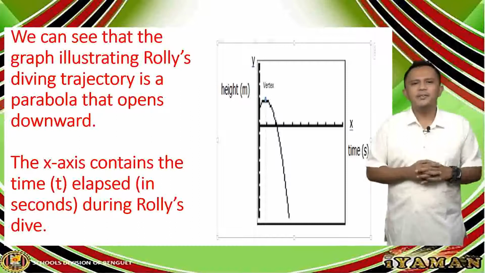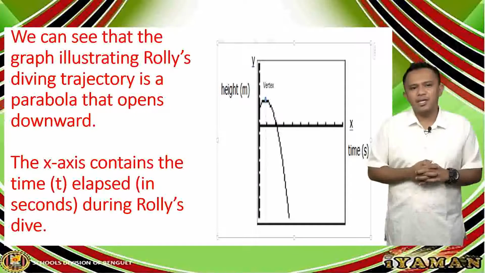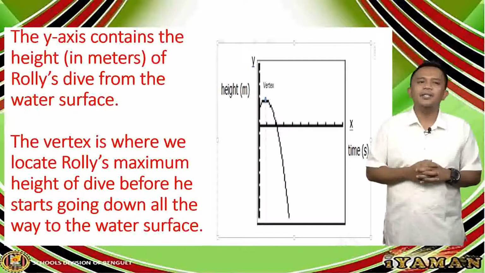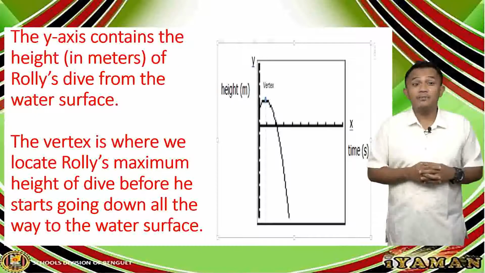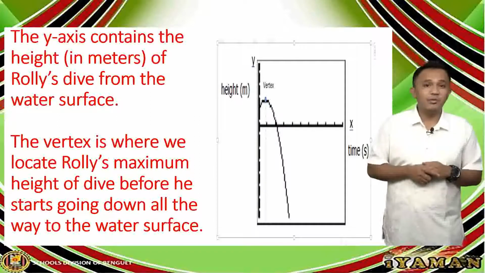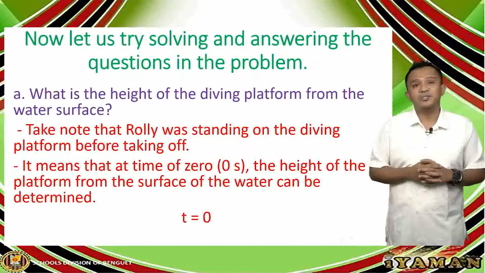We can see that the graph illustrating Rolly's diving trajectory is a parabola that opens downward. The x-axis contains the time t elapsed in seconds during Rolly's dive. The y-axis contains the height in meters of Rolly's dive from the water surface. The vertex is where we locate Rolly's maximum height of dive before he starts going down all the way to the water surface. Now, let us try solving and answering the questions in the problem.